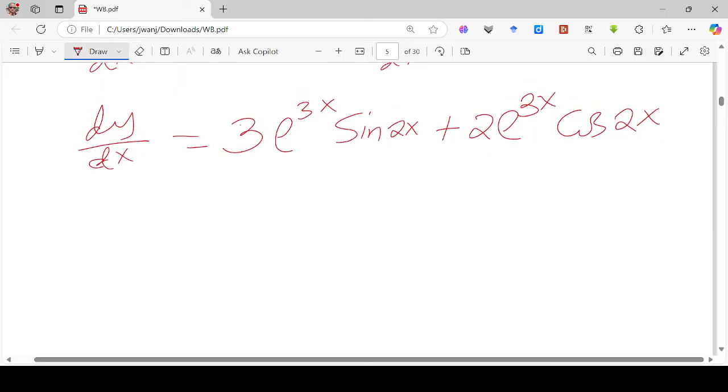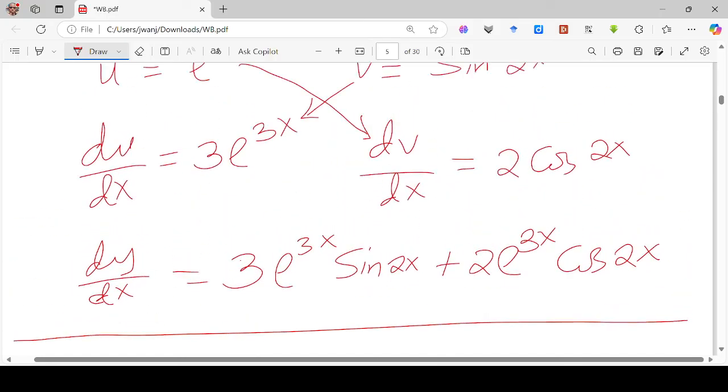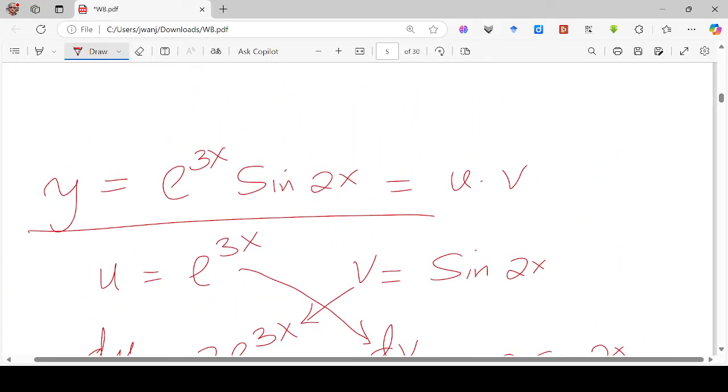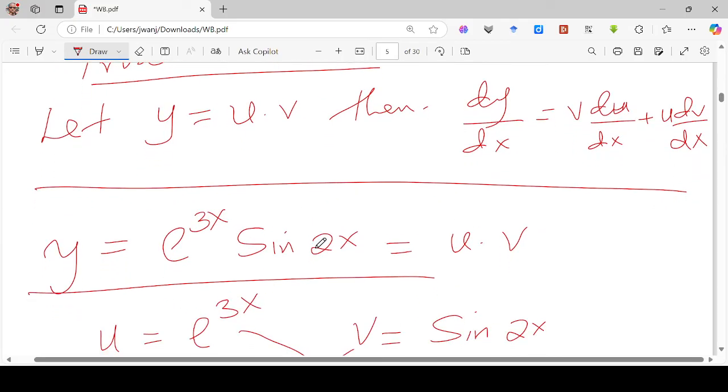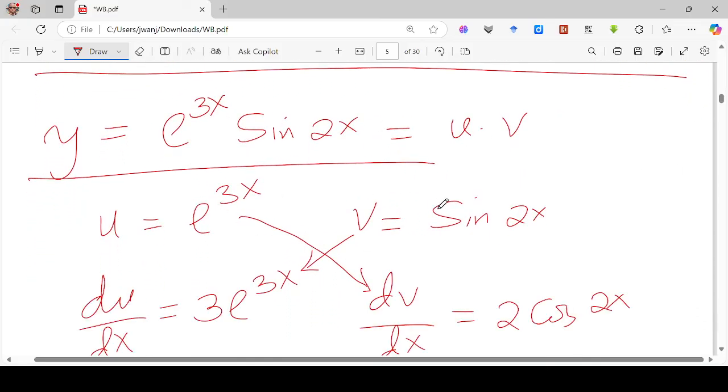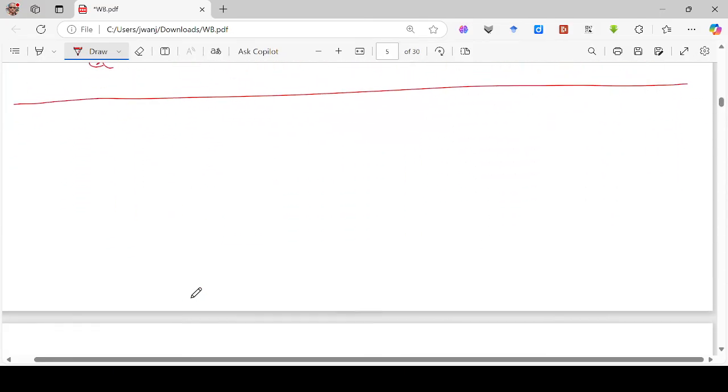That is the product rule. So the product rule says that if y is a product of two functions, u and v, then dy dx is obtained by first differentiating the individual functions, u and v. So you get du dx and dv dx. Then multiply u with the derivative of v and v with the derivative of u, then add the results.